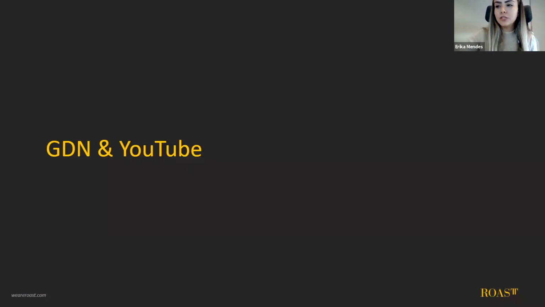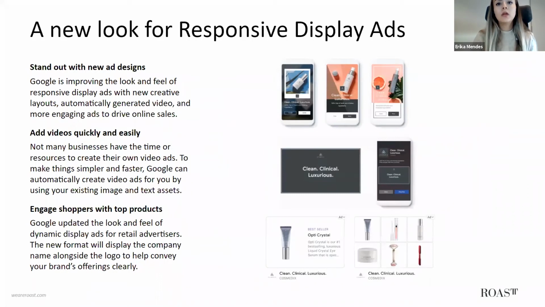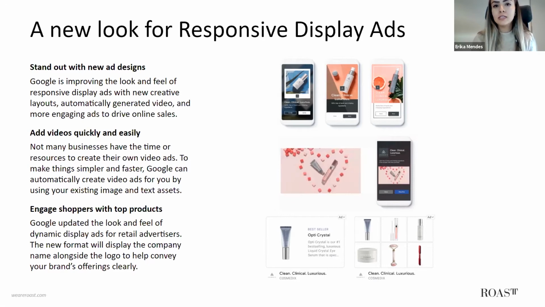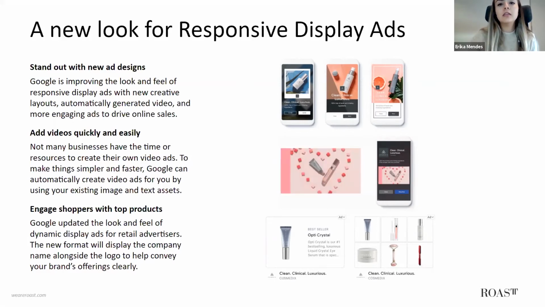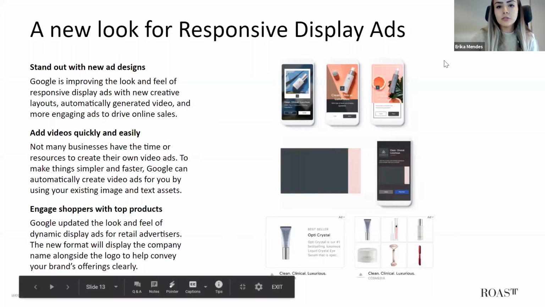Now going into GDN and YouTube. I mentioned a few updates on responsive search ads, but Google has also improved their responsive display ads. Again, this is just showing how Google is wanting to push machine learning and automation and helping advertisers to decrease costs and decrease the amount of time spent in creating their assets, either from a paid search perspective or from a display perspective. So they created new ad designs, as you can see on the first screenshot.